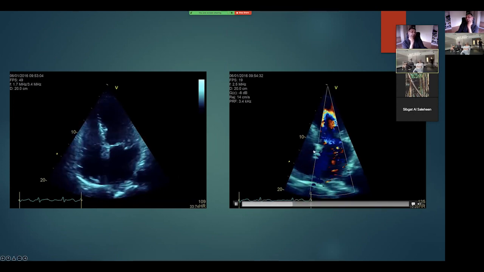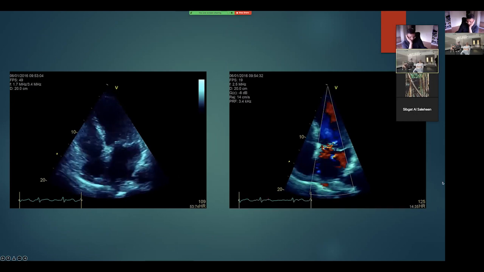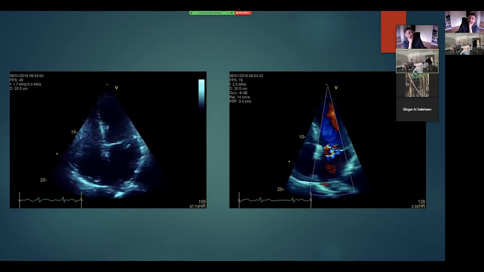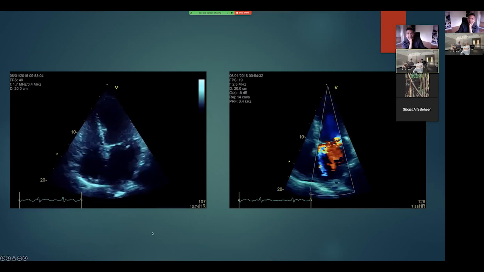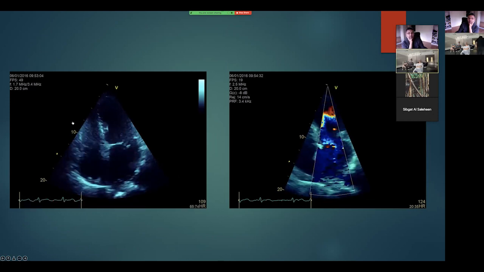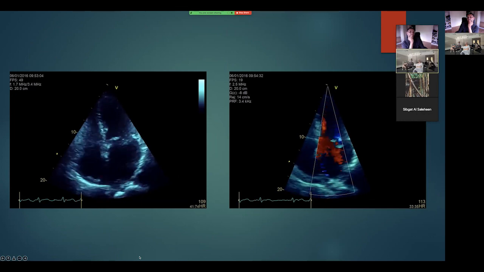And about the regurg, on the top, that's now directed anteriorly. Nice. And any other comments on the 2D view on the left side? So the left atrium looks quite enlarged. Yeah.